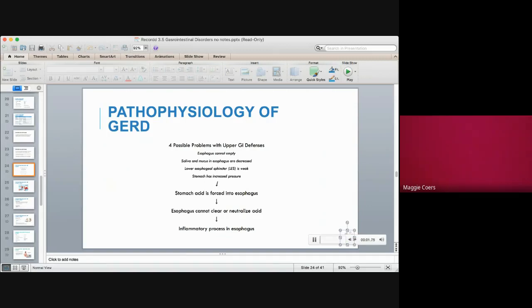All right, so let's talk about GERD. GERD is a condition that older adults have, and it's a lot of reflux that goes from the stomach into the esophagus. There's usually 4 different problems that cause it, and they're listed here on your slide. The esophagus can't empty.